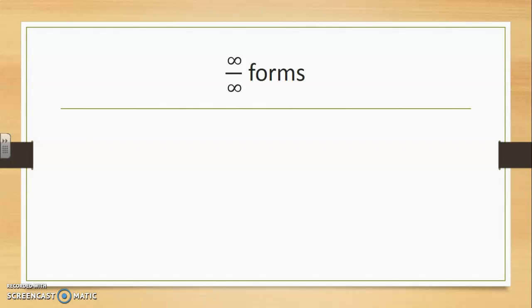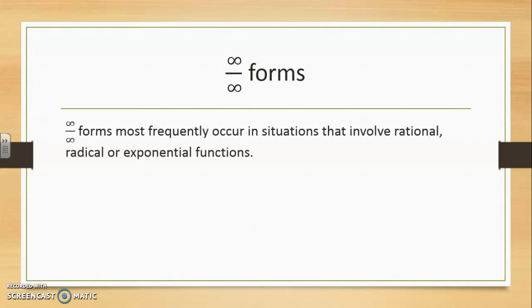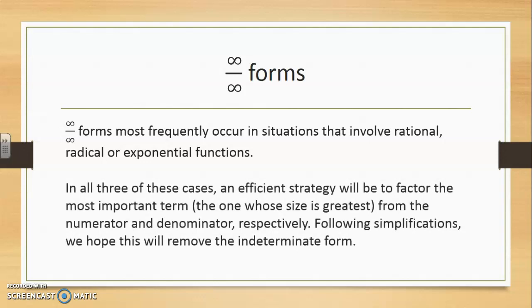The form we will encounter the most often is the infinity over infinity form, but it will be caused by different types of situations. Infinity over infinity forms will most frequently occur in situations that involve rational, radical, or exponential functions. In all three of these cases, the most efficient strategy will be to factor the most important term, that is the one whose size is becoming the greatest, from the numerator and from the denominator respectively. It's after simplifications that we'll figure out if we have managed to remove the indeterminate form.